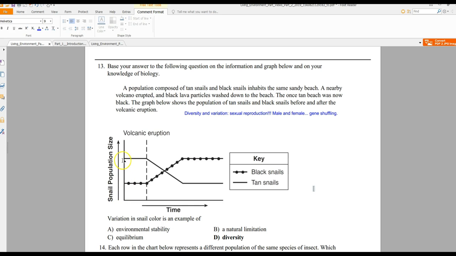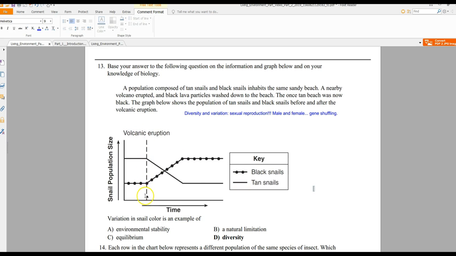So here you have a graph where the y-axis is the snail population size. The higher up you go, the higher the number of organisms. Down here will be 0. They didn't put numbers here, but let's say this is 10, 20, 30, 40, 50 as you go higher. This is over time. So before we even answer a question, let's just look at the graph. Graphs always tell you a story.